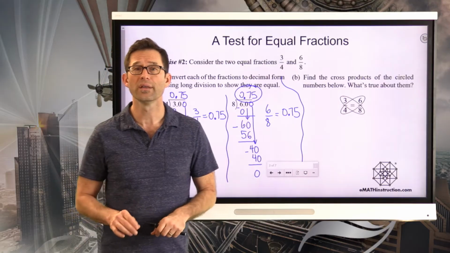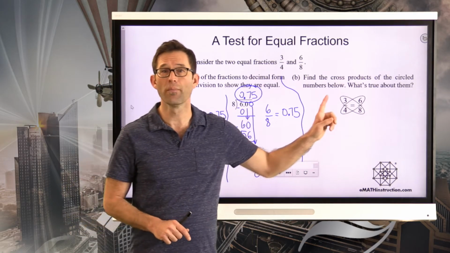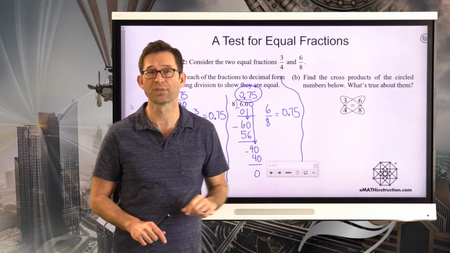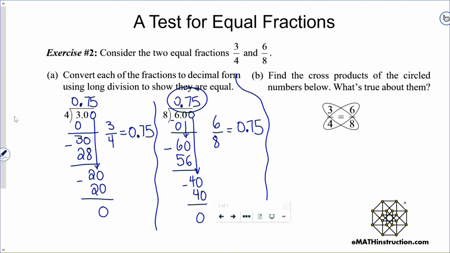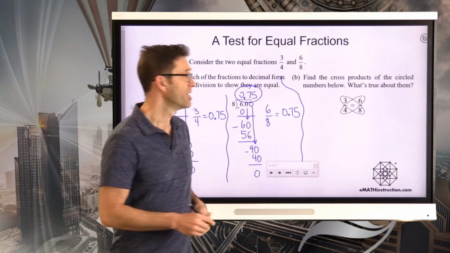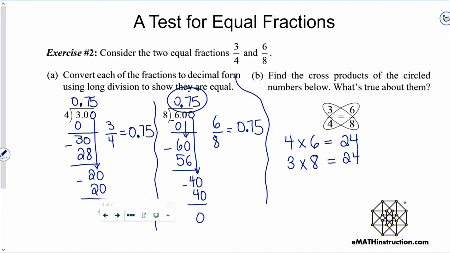Now in letter B, it says, find the cross products of the circled numbers below. What's true about them? In other words, what is true about 3 times 8 versus 4 times 6? Pause the video and think about that for a moment. Well, if you actually do the cross products, 4 times 6 is equal to 24, and 3 times 8 is equal to 24. So what you should note is that they are equal.